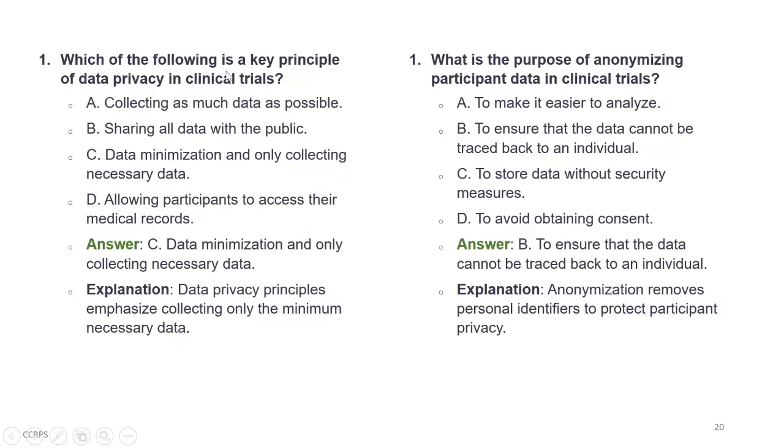Question 1. Which of the following is a key principle of data privacy in clinical trials? And the most appropriate answer would be C, data minimization and only collecting necessary data, as data privacy principles emphasize collecting only the minimum necessary data. Question 2. What is the purpose of anonymizing participant data in clinical trials? Would be the best answer B, to ensure that the data cannot be traced back to an individual, as anonymizing removes personal identifiers to protect participant privacy.